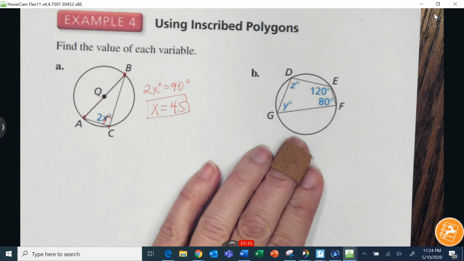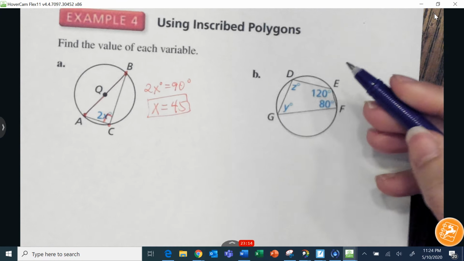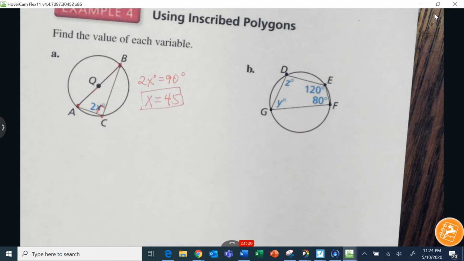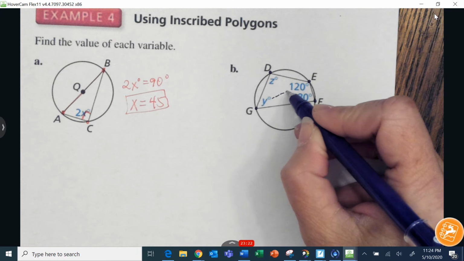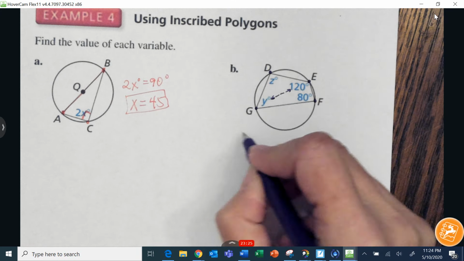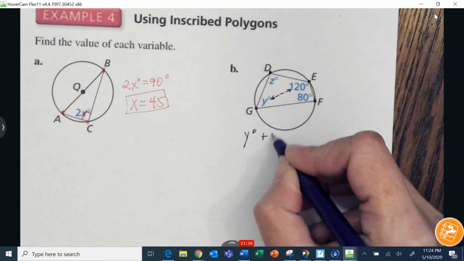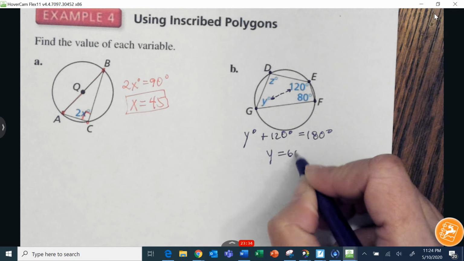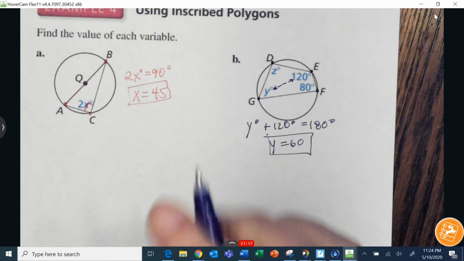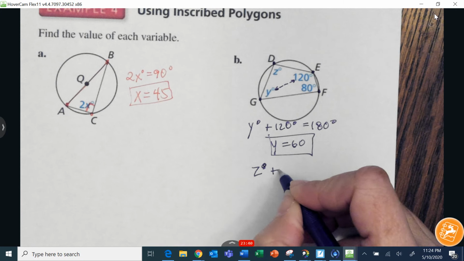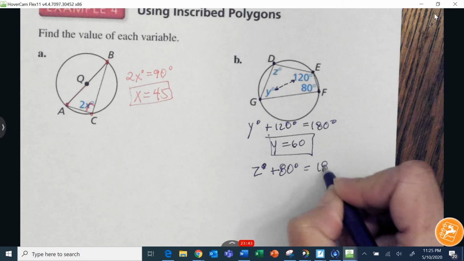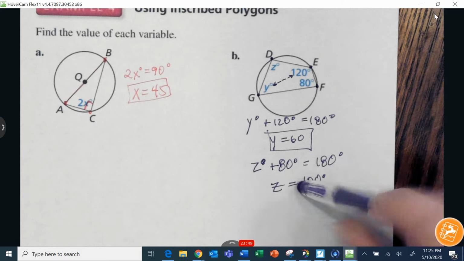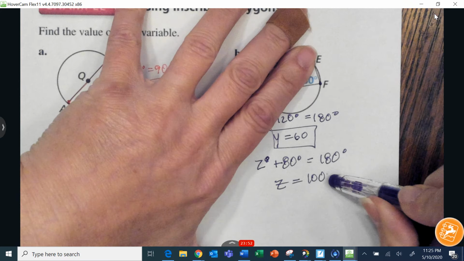In this one here, we've got an inscribed quadrilateral. So all four angles are on the circle. What we know about that is that the opposite angles are supplementary. So y degrees plus 120 degrees has to equal 180 degrees. So y is 60. And z degrees plus 80 degrees equals 180 degrees. So z is 100. Not degrees, sorry. The degree symbol's already there. We don't need to write it twice.